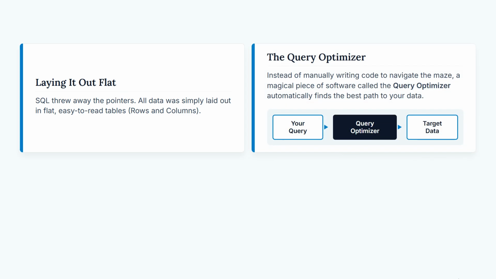But the true genius of SQL was a piece of software called the Query Optimizer. Think of the optimizer like a modern GPS navigation system in your car. With the old network model, you had to manually drive the car, turning left and right through the maze. With SQL, you just type in the address of the data you want. The query optimizer automatically calculates the absolute fastest route and gets the data for you. You never have to think about the maze again.